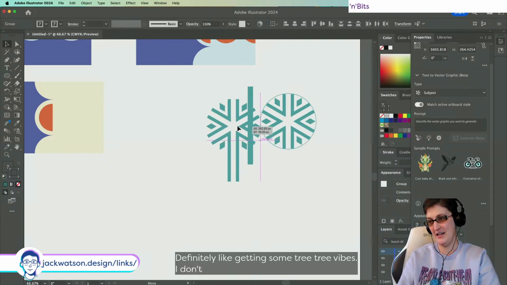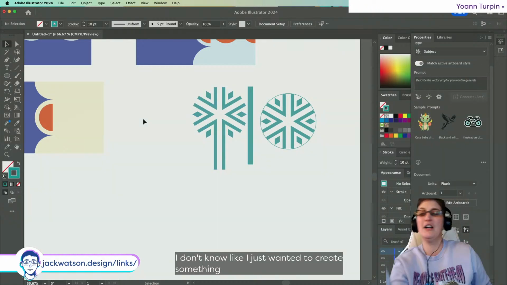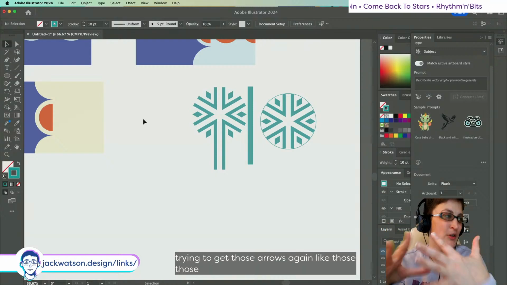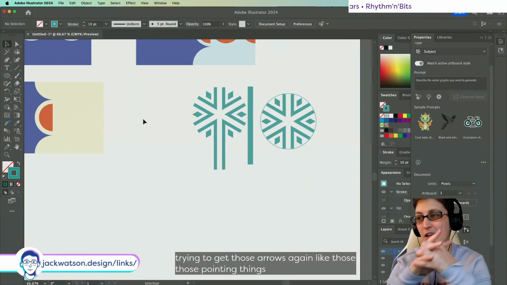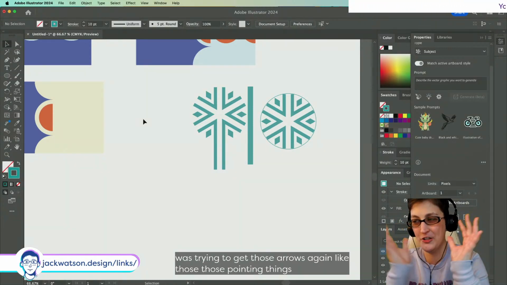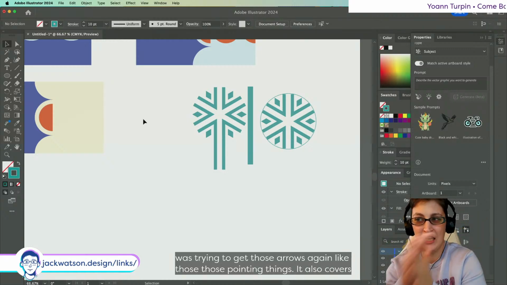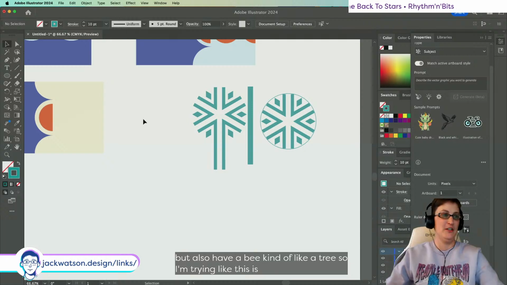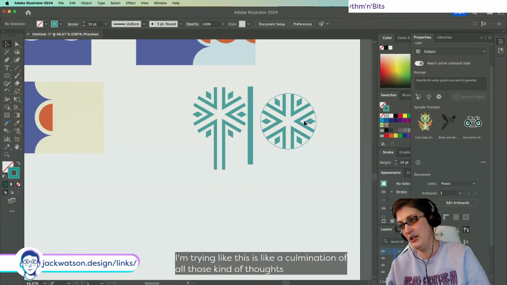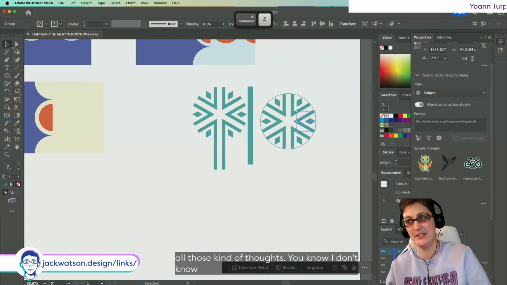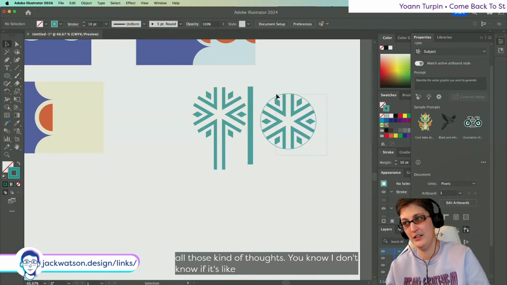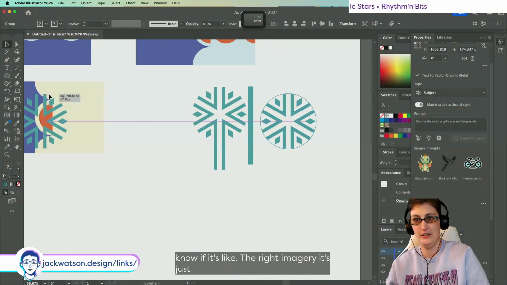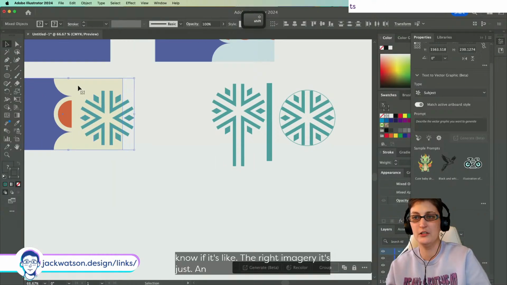I don't know. I just wanted to create something. Honestly, in creating the shape, I was trying to get those arrows again, those pointy things. And also Clever's idea of having it be a gear, but also kind of like a tree. So this is a culmination of all those thoughts. I don't know if it's the right imagery. It's just an exploration.